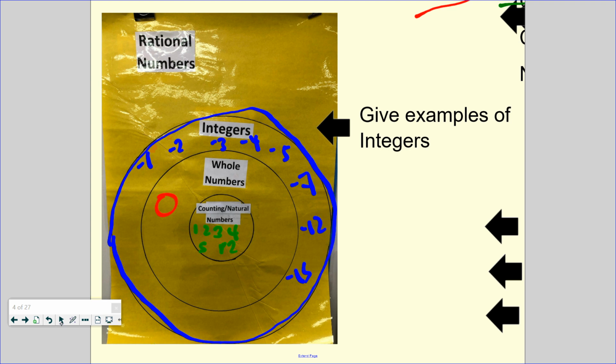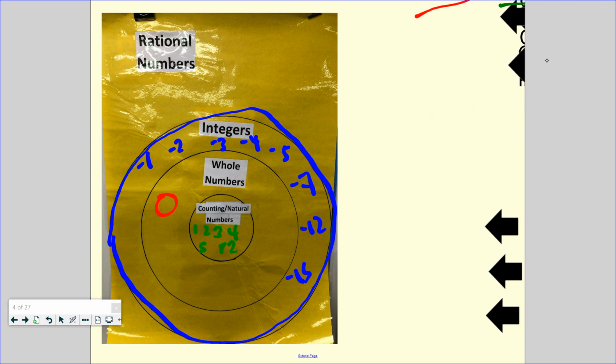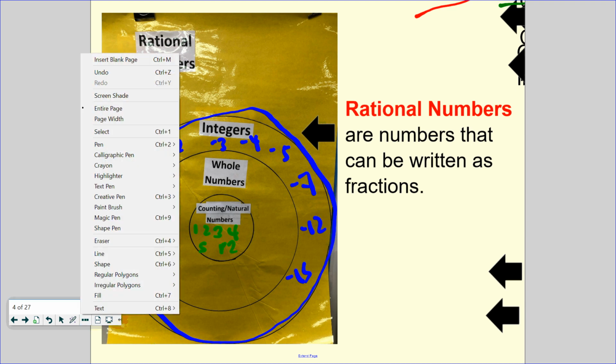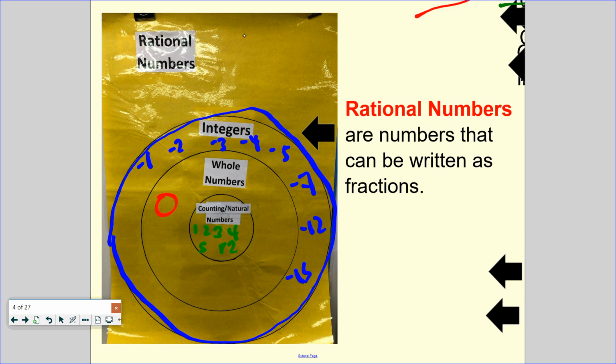So now that we have that, what are we left with? I don't know why it keeps unclicking. Rational numbers are numbers that can be written in fraction form, as fractions. For example, 2/3, 1/2, 4/10.